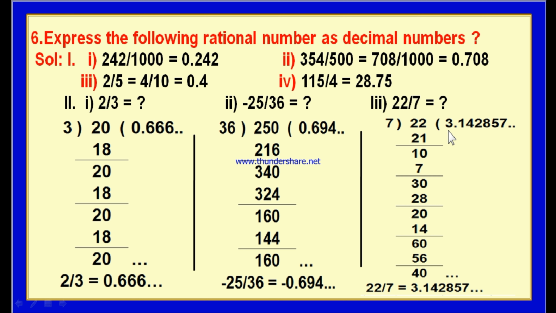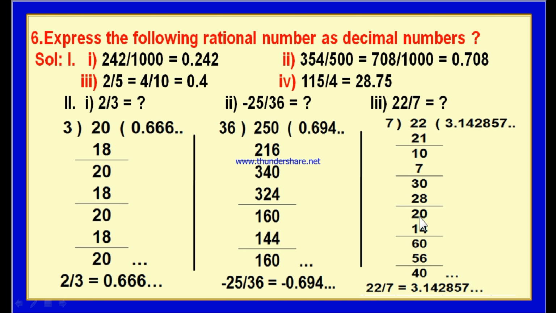Means it is 3.142857 recurring. The whole decimal part may be repeated again and again. Therefore 22 by 7 is also a non-terminating but recurring decimal. It is a non-terminating recurring decimal.